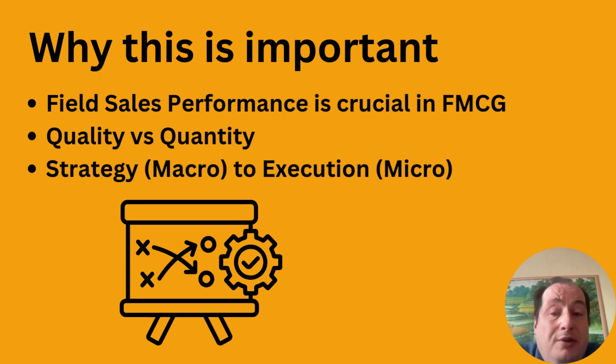So, quality versus quantity comes down to this weighted versus numerical distribution, where you're looking at weighted distribution as quality distribution. You are going to outlets that are contributing the most to your total sales, versus the numerical distribution, where you cover as many outlets as possible.